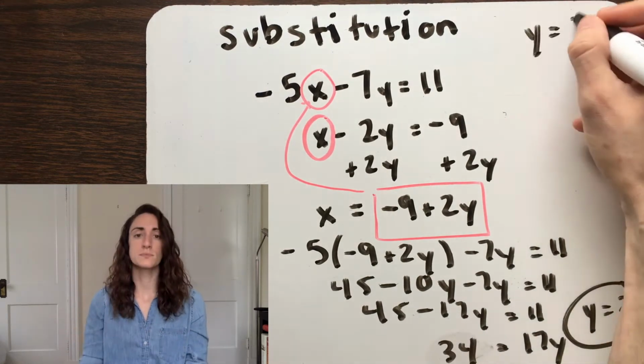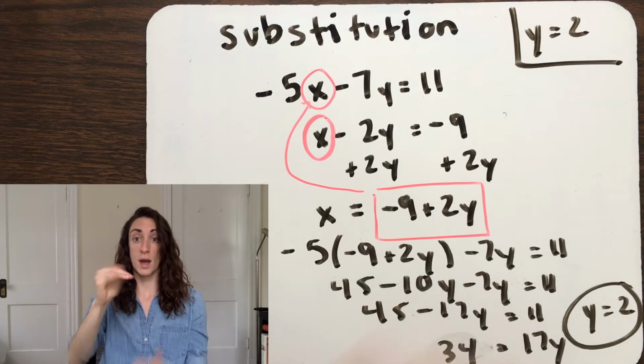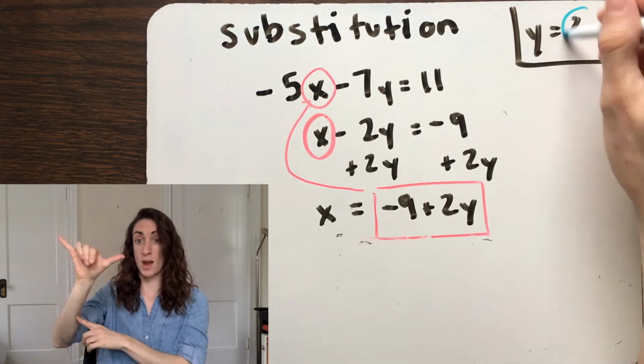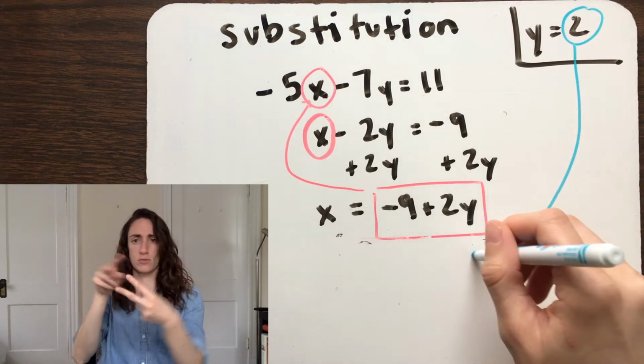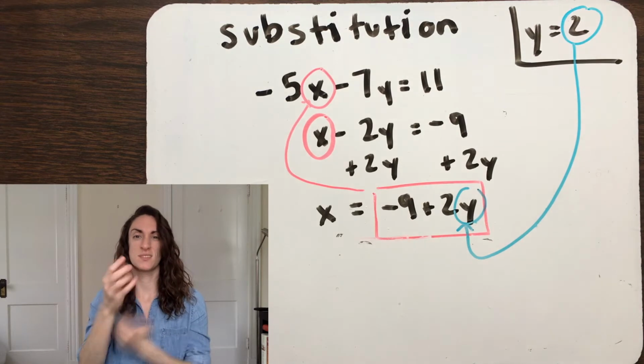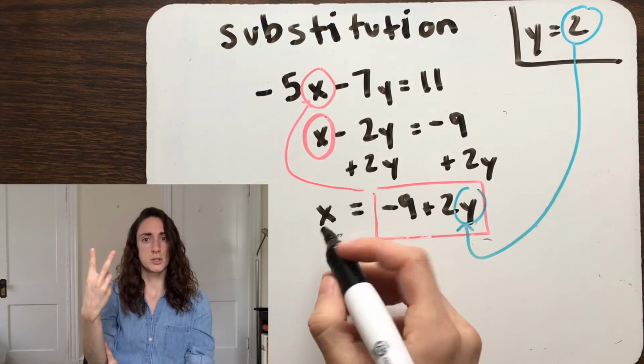Now that we've solved for y, and we found y equals 2, we're not done. Remember, this is a system in two variables, so we still need to solve for x. But we can do that by taking this value we found for y and replacing it into any of the equations in our system. So we can replace y with 2 and use that to solve for x.